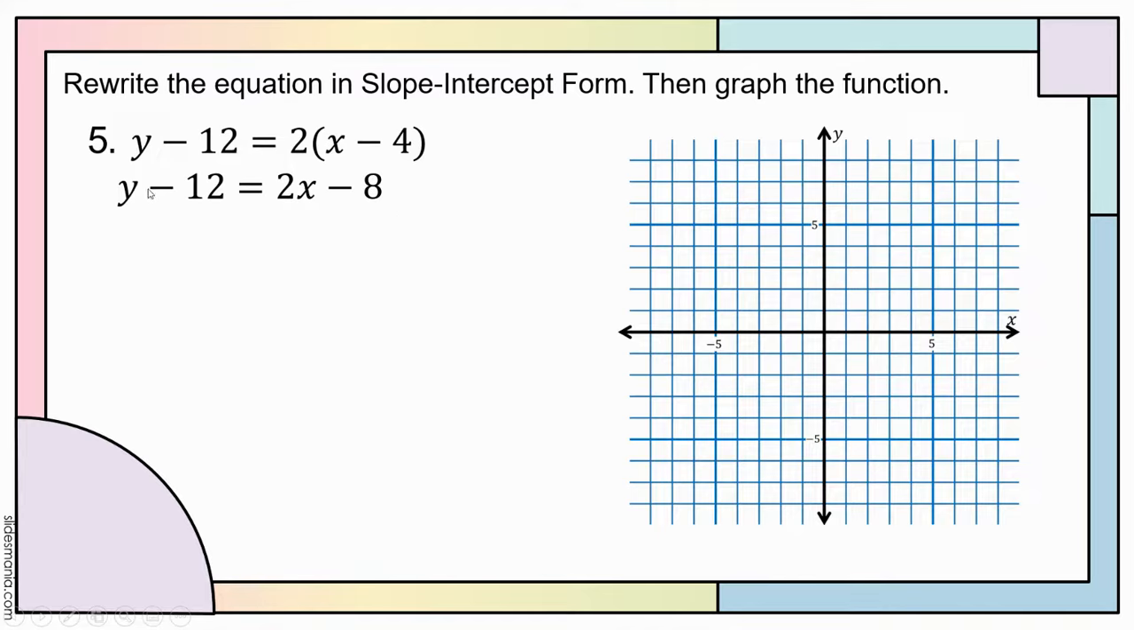And then to get y by itself, we would add 12 to both sides. So it cancels out on this side. To get y by itself, negative 8 plus 12 becomes 4. So our y-intercept is 0, 4, and our slope is 2 over 1. So I plot 0, 4, go up 2 over 1, up 2 over 1.